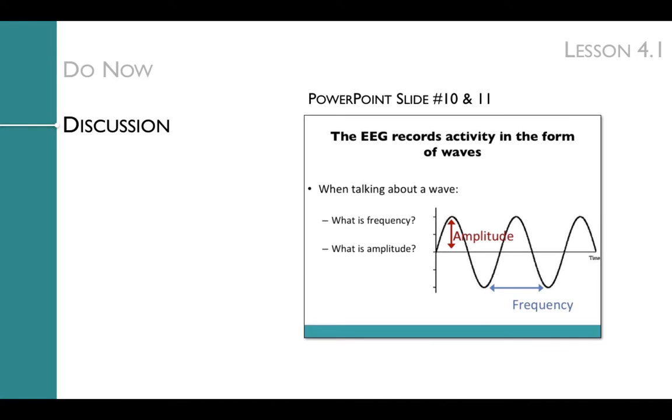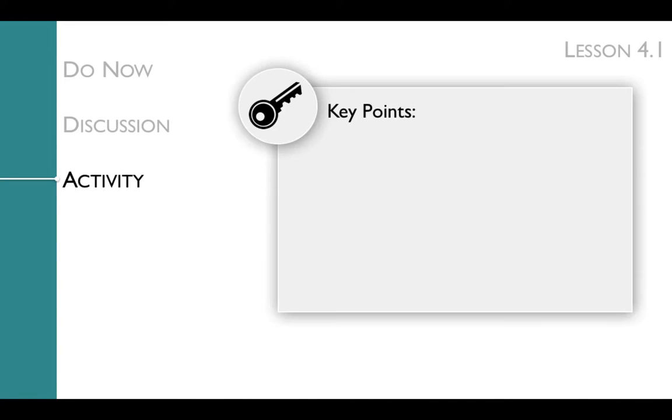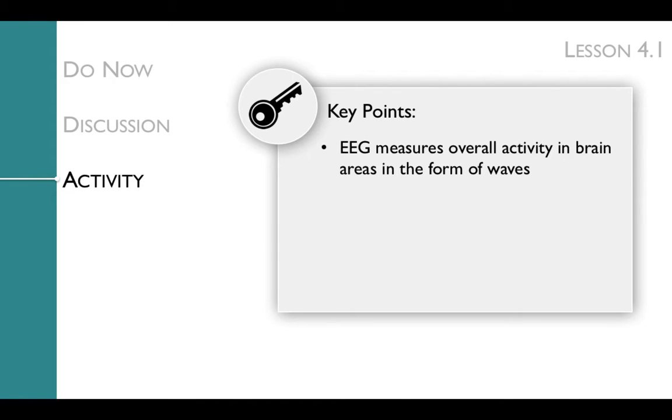The next few slides allow you to then elaborate on interpreting the data from the EEG, first by reviewing wave frequency and amplitude, and then by outlining what the different brain waves actually signify. The key points of the activity are to show students that the EEG measures overall activity in brain areas in the form of waves, and that different EEG waves correspond to different brain activities.